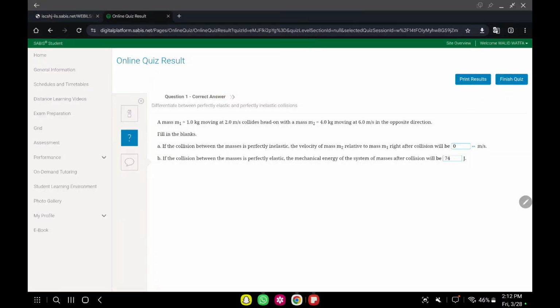Okay, this is 5.5 to 5.8, mechanics, applied math. Very easy, but we're working with perfectly inelastic collisions and elastic collisions.